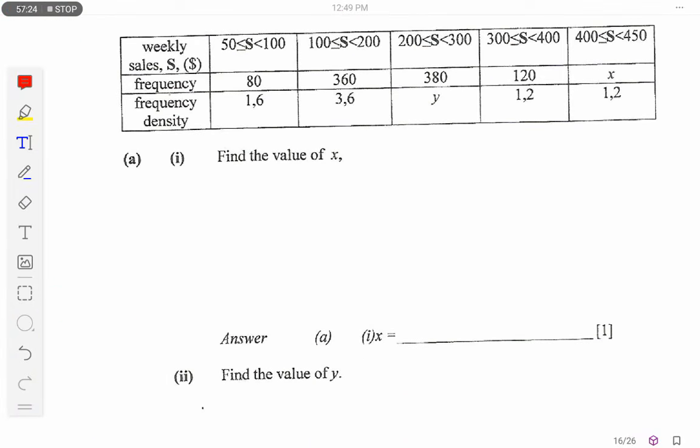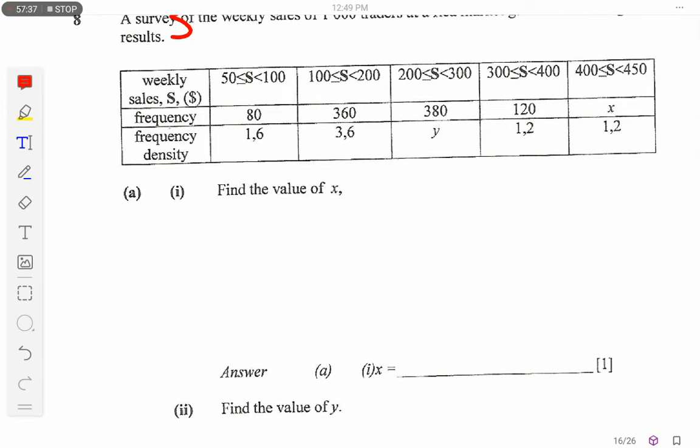Now we are looking at this question here. On this question, they are asking us to find the value of x. What we can do to get our value of x, you should be in a position to find the class width. The class width for this one is 50. For this one is 100. This one is 100. This one is 100. And this one is 50.